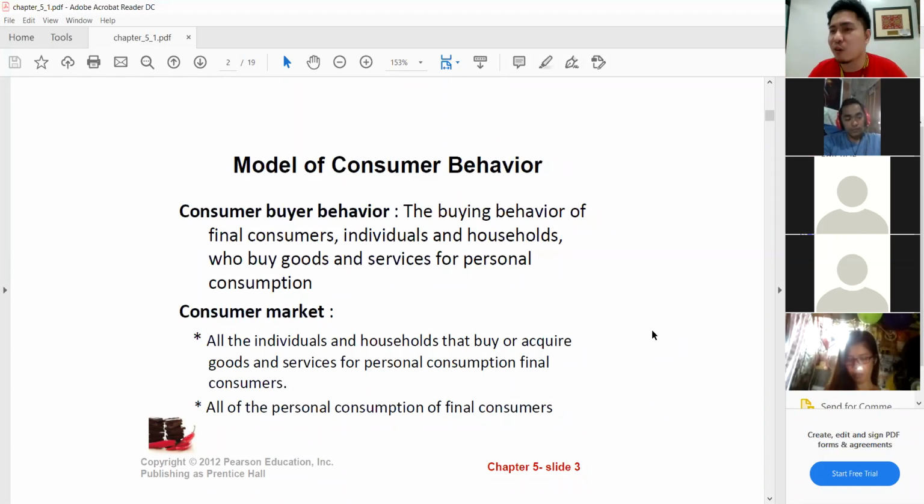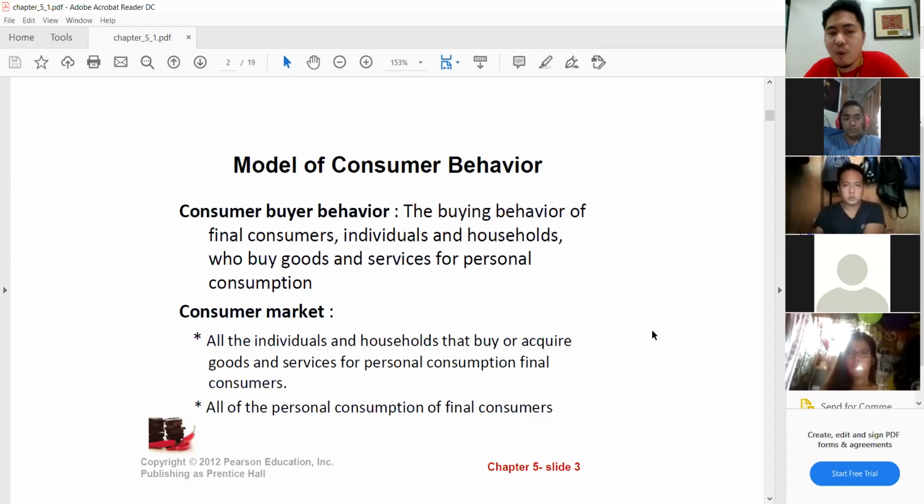Okay, so unlike consumer buying behavior, where you're focusing on the individual, for B2B marketing or industrial behavior, you're focusing on the collective behavior of the people inside that industry or organization. For consumer markets, all the individuals and households that buy or acquire goods and services for personal consumption are considered to be final consumers. Now note our definition of marketing. Marketing is defined as a system of business activity designed to plan, price, promote, and distribute something of value, want-satisfying goods and services, for the benefit of the market present.